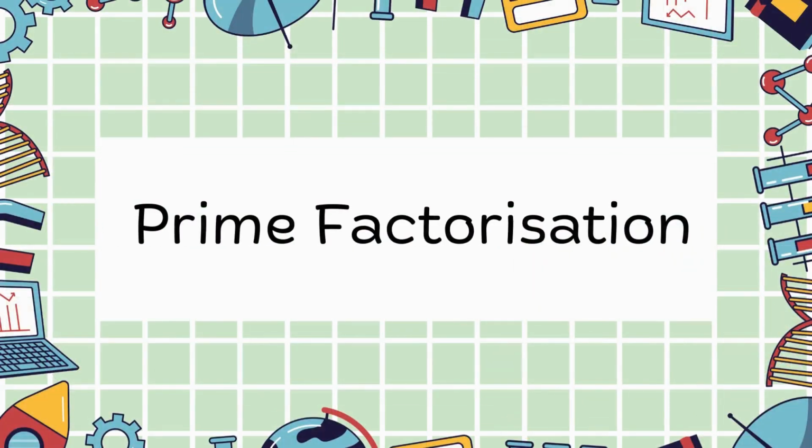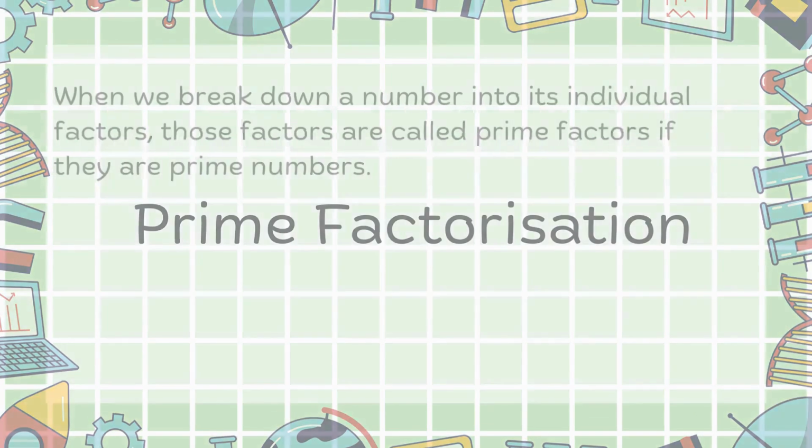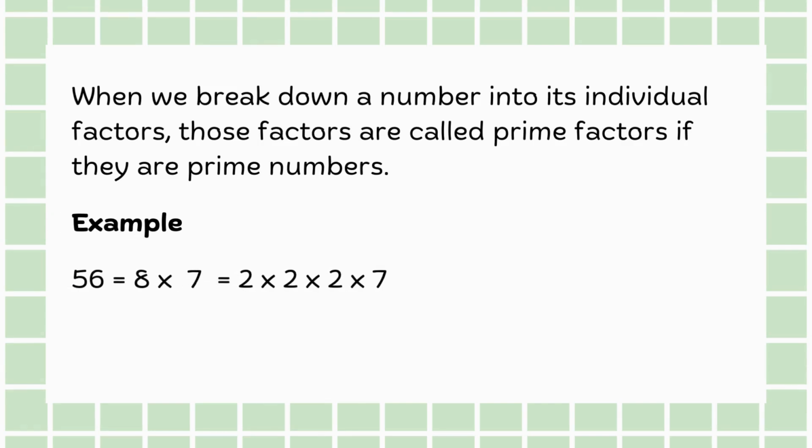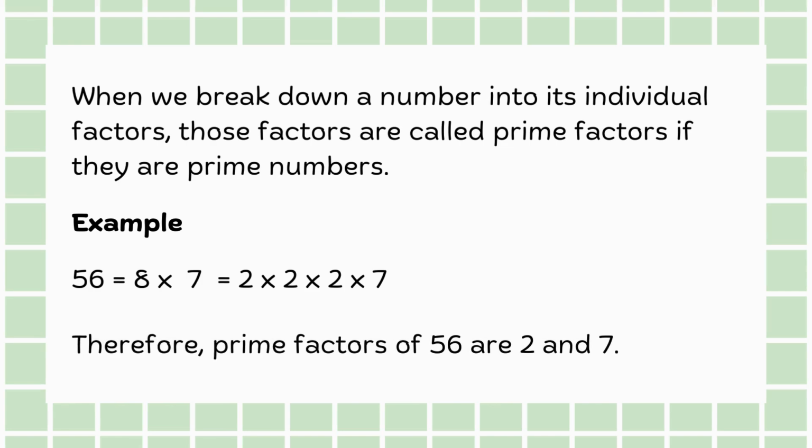Now, let's move to prime factorization. When we break down a number into its individual factors, those factors are called prime factors if they are prime numbers. For example, the number 56 can be expressed as 8 times 7, which can further be broken down into 2 times 2 times 2 times 7. Therefore, the prime factors of 56 are 2 and 7.